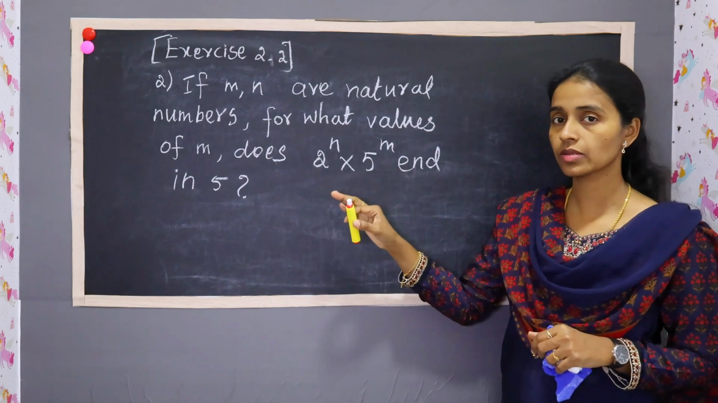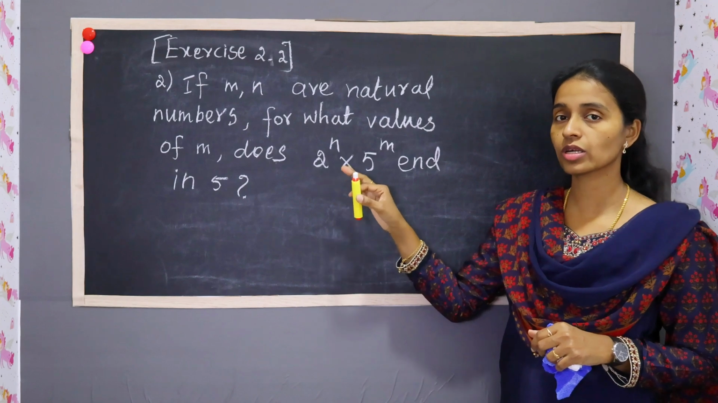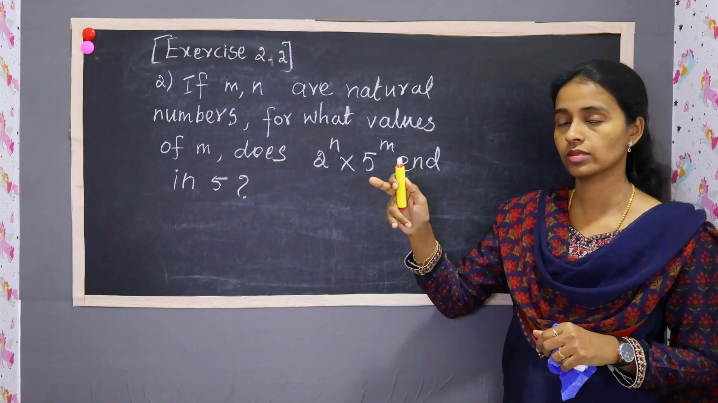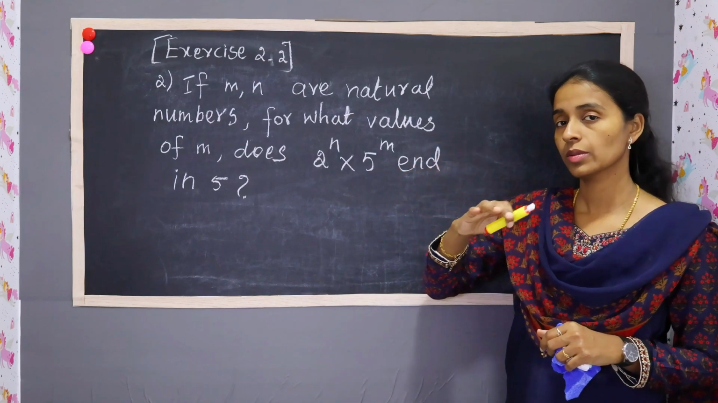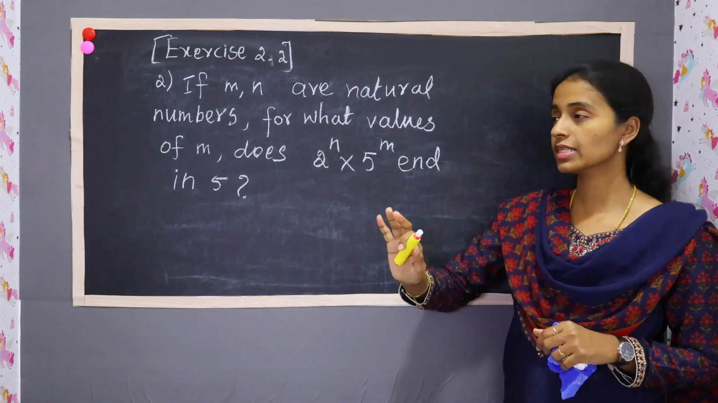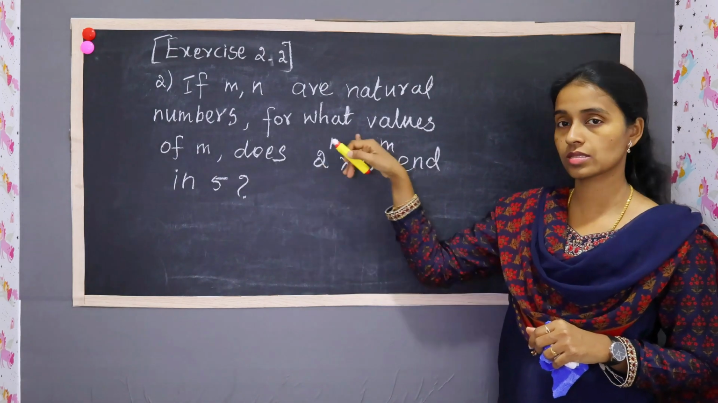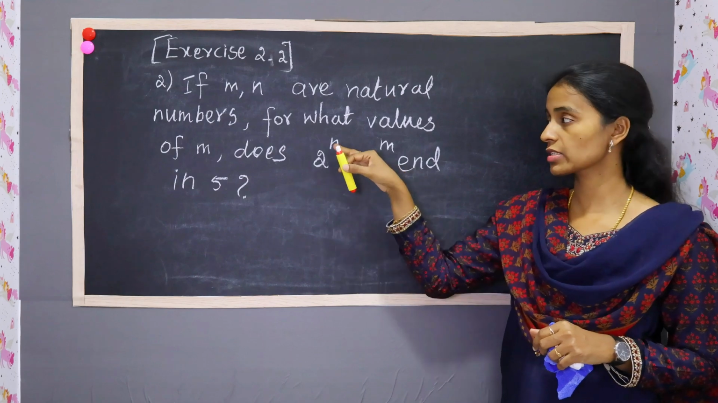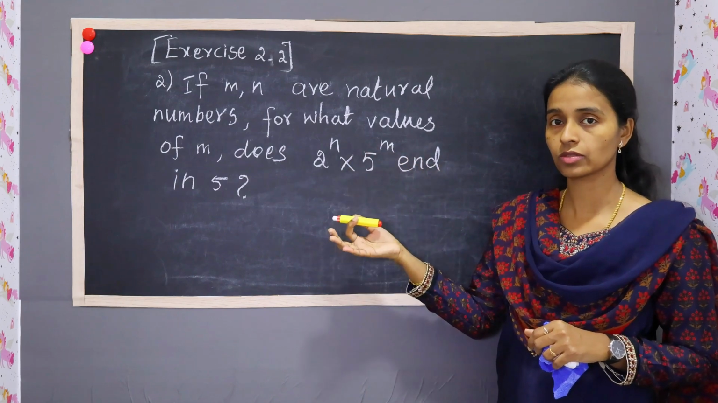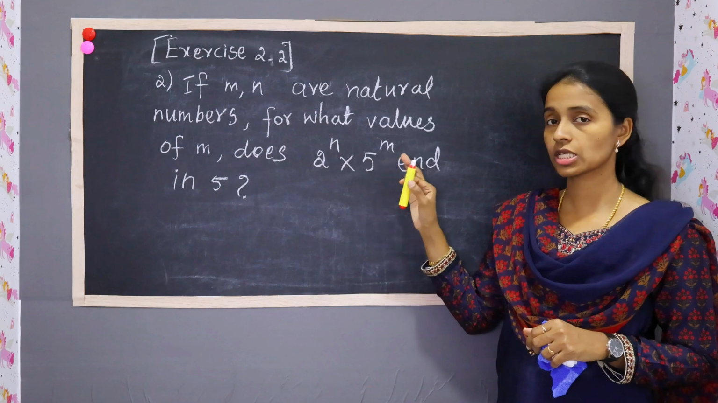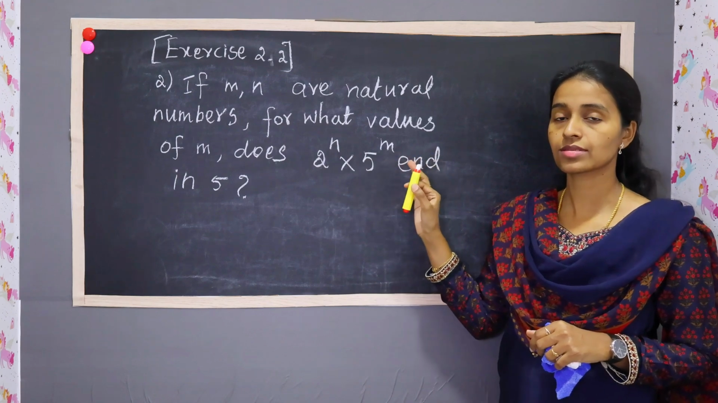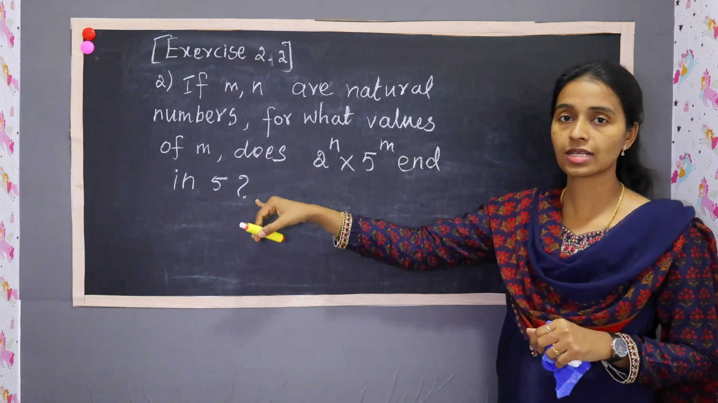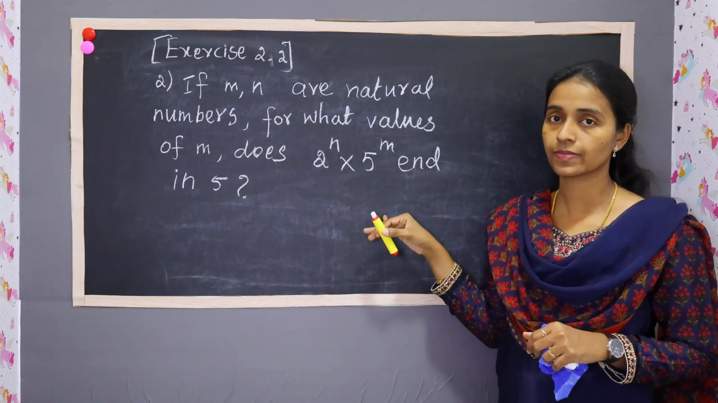It's very simple. What we are going to do is apply the values of m and n, any values starting from 1. But you can apply any values in this 2 power n into 5 power m. In place of m and n, you will be applying any values, and check the answers, whether it's ending with last digit 5 or not.